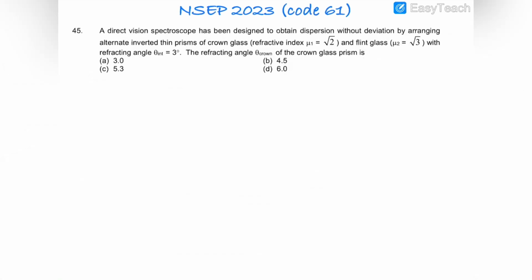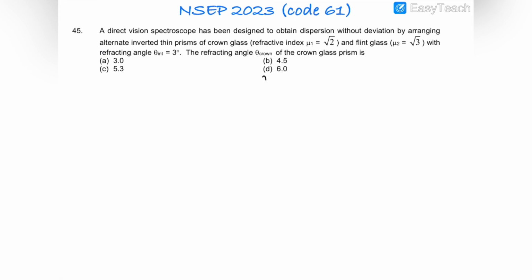In this question, you can see that a direct vision spectroscope is being designed to obtain the dispersion without deviation, and to achieve this dispersion without deviation condition, they used the alternate inverted prism of crown glass and flint glass. The refracting angle or the angle of prism of flint glass is 3 degree, and the refracting angle of crown glass we have to find out.